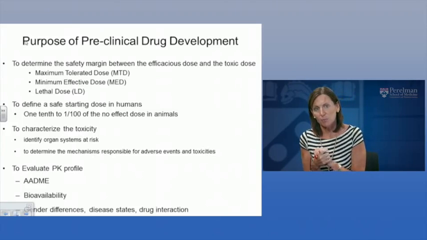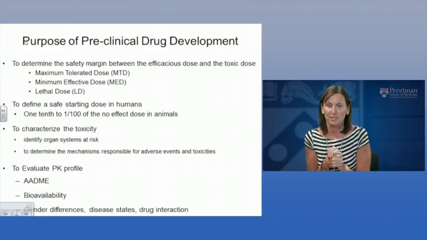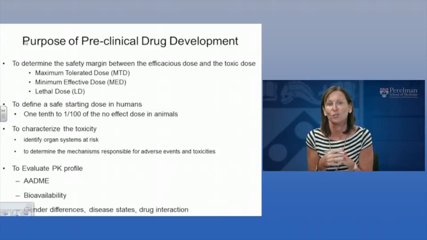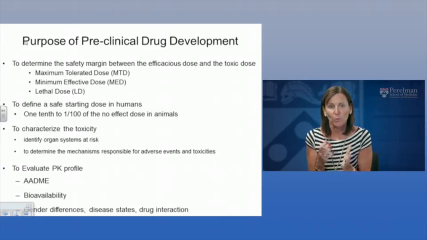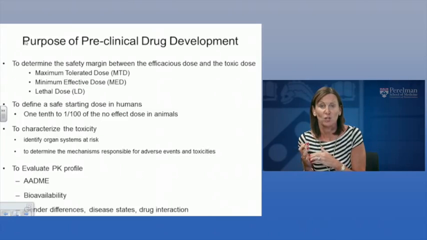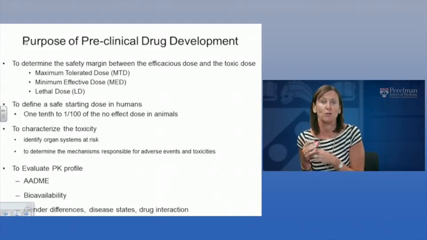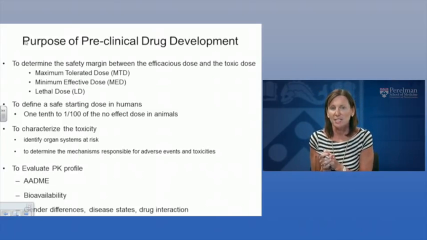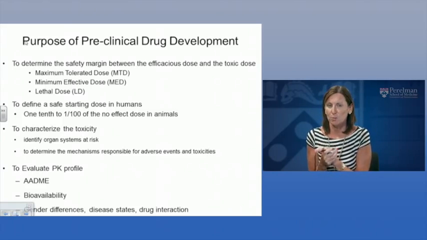So a second purpose of preclinical drug development is to define a safe starting dose in humans. Now this may sound a little bit crazy to you, but the safe starting dose in humans is somewhere between 1/10 to 1/100th of the no effect dose in animals. And the no effect dose is exactly what the words would imply, the dose at which zero response is seen. So this is an extraordinarily cautious approach to exposing humans to drugs for the first time.